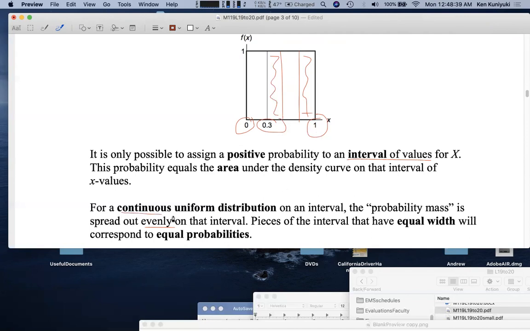And that's true for continuous uniform distributions if you're talking about intervals that are between 0 and 1. We're going to talk about particular calculations and computations with this distribution in the next lesson.